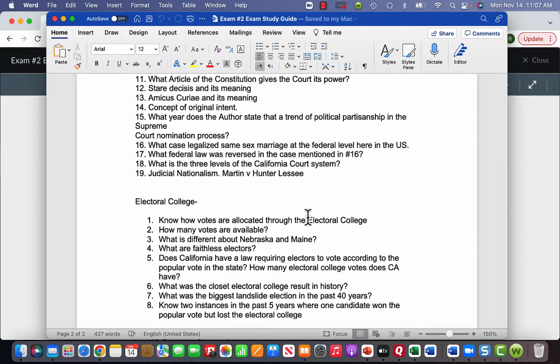Just know the Electoral College as well. Know that we have 538. You need 270 to win. Know the differences about Maine and Nebraska. We talked about what a faithless elector was.